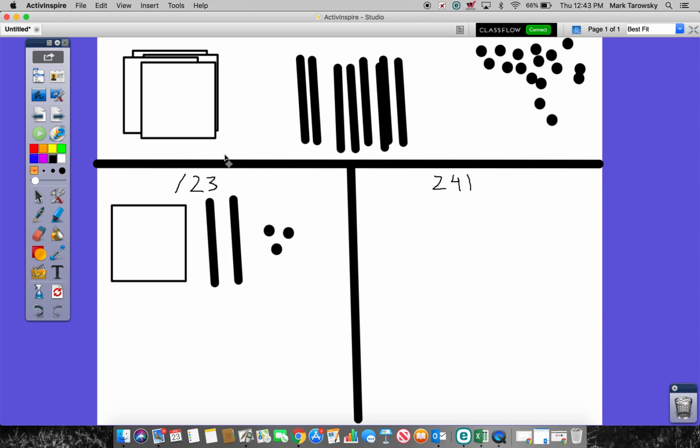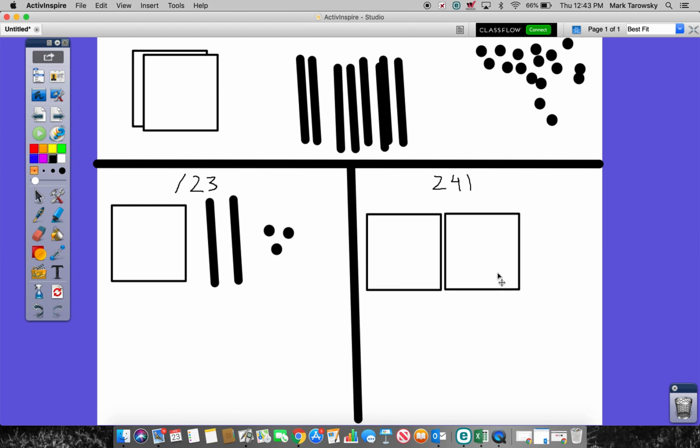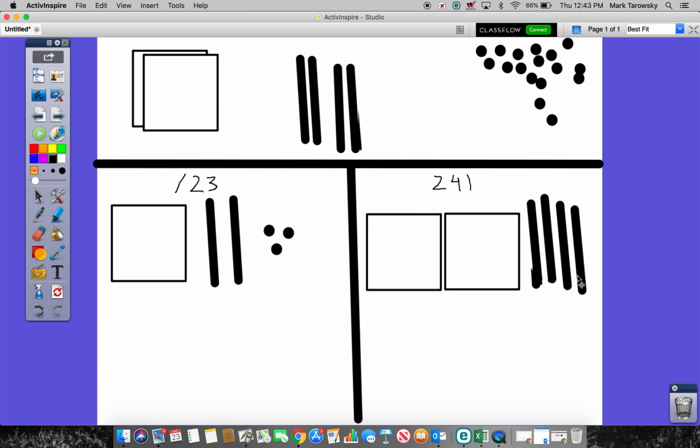There's my 123. I've got my 100, 20, and my 3. Now with that, I've got my 123 and my 241. Now I'm going to go ahead and write that in expanded form. I've got my 100 plus 20 plus 3, and hopefully you're doing that as well. Do it on the other side for that 241.